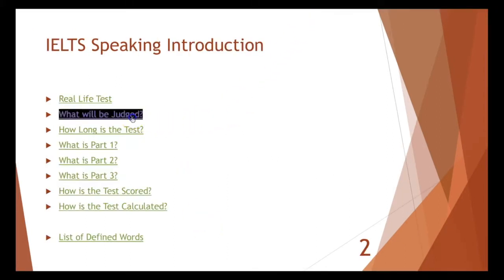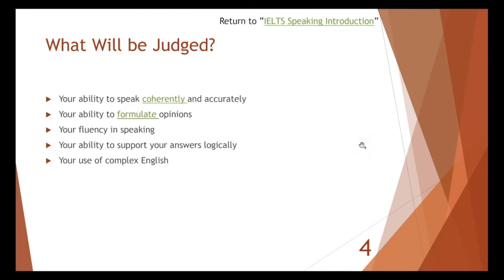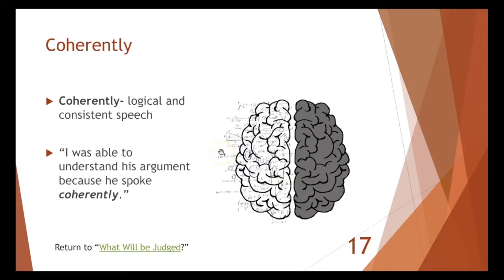So what will be judged? Your ability to speak coherently and accurately, your ability to formulate opinions, your fluency in speaking, your ability to support your answers logically, and your use of complex English. So let's look at what coherently means. This is logical and consistent speech. So being able to answer questions logically and without losing track of what you are saying. So knowing what you are saying. So I was able to understand his argument because he spoke coherently.